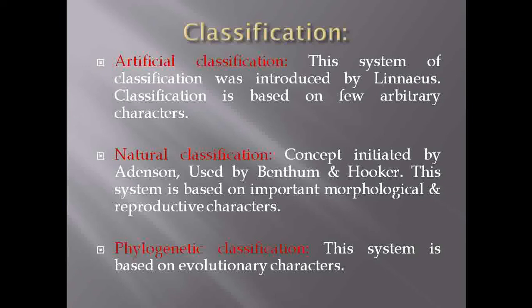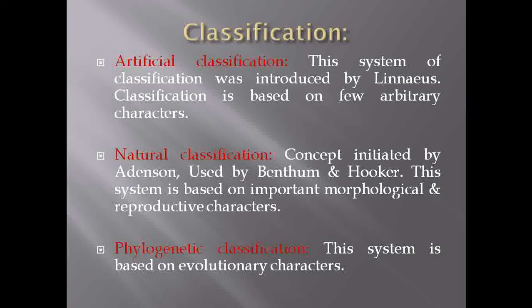But it is not possible to include all the plants under the category of their habit. So, the next system of classification proposed is called the natural system of classification. This system of classification was initiated by Adamson and successfully used by Bentham and Hooker. It is based on the morphological and reproductive characters. And this natural system of classification is the most accepted system of classification.